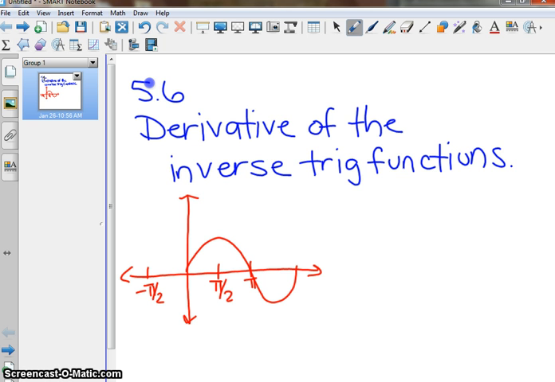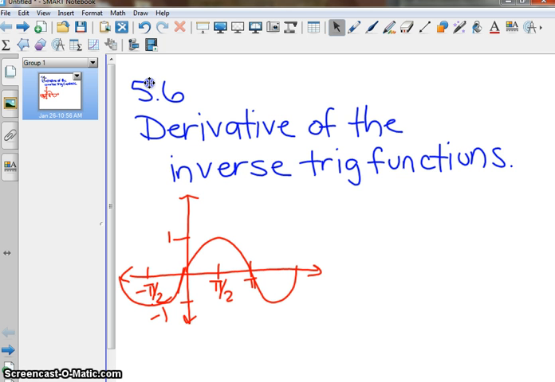we generally draw like this. There's a min at negative pi over 2, a max at positive pi over 2. It goes up to 1, down to negative 1. So you can see that it's not always increasing or decreasing. It is not a one-to-one function.